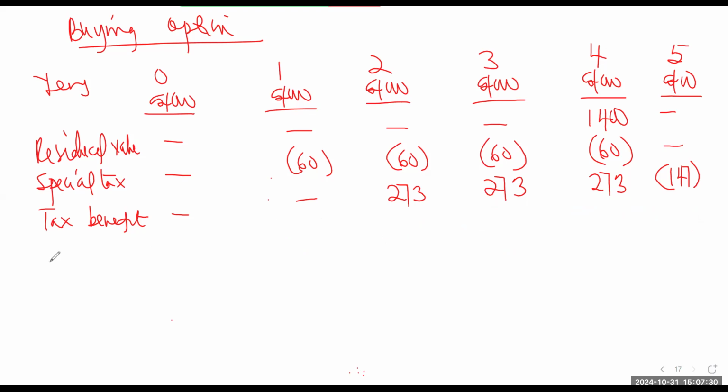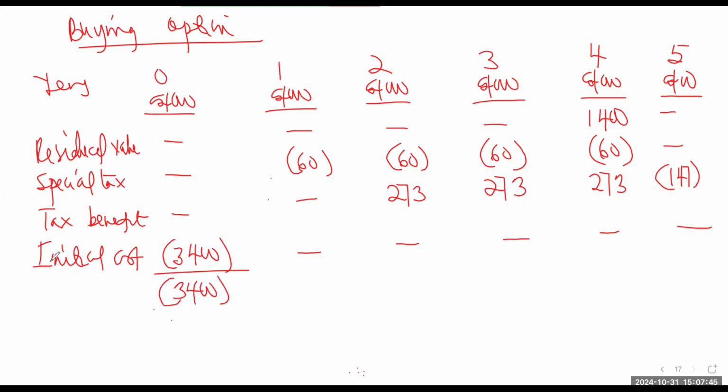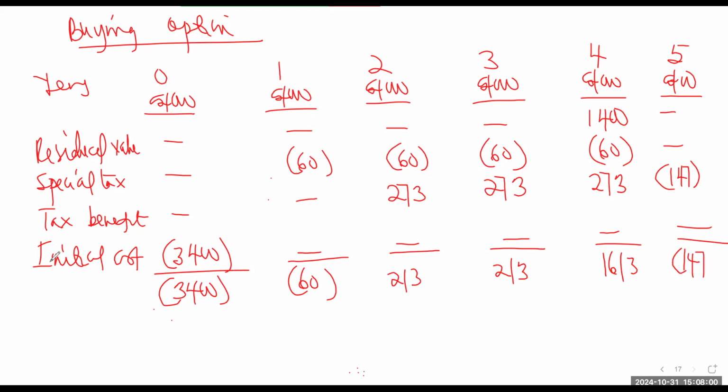So we come to our initial cost. Initial cost is 3,400. So we have dash, dash, dash, dash, dash. So we can now total and have 3,400. And we have 60 here. We have 213 here as positive. We have 1613 here and 147. So we now discount using 4%, isn't it?